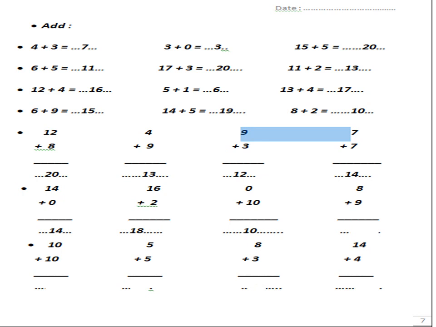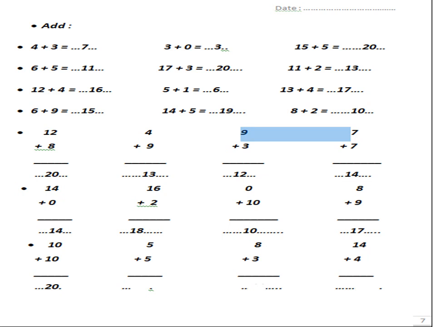8 plus 9. 9 is the biggest number, so we keep 9 in our mind, 8 in our fingers. After 9: 10, 11, 12, 13, 14, 15, 16, 17. So the answer will be 17. 10 plus 10. One 10 in our mind and another 10 in our fingers. After 10: 11, 12, 13, 14, 15, 16, 17, 18, 19, 20. 10 and 10 will be 20.